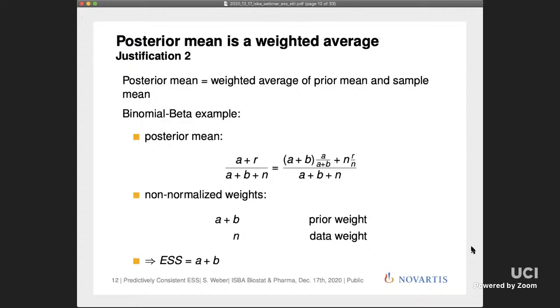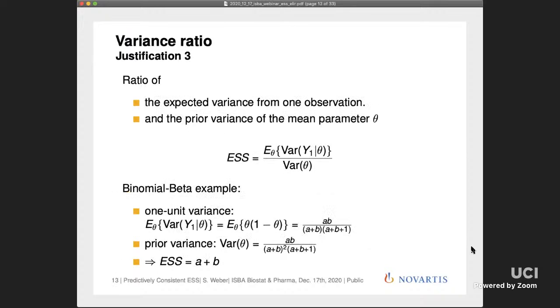Now these have so far been very specific to the parametrizations and the priors chosen. The third one, the variance ratio, is a bit more general, as it goes away from specific parameters of each prior. And here we look at the ratio of the expected variance from one observation and the prior variance of the mean parameter. And if you calculate it through for the binomial beta example, going through the equations, you find again that the ESS is a plus b. And you can do a similar analogy. You can go through these types of justifications for all the other cases on the previous slide.